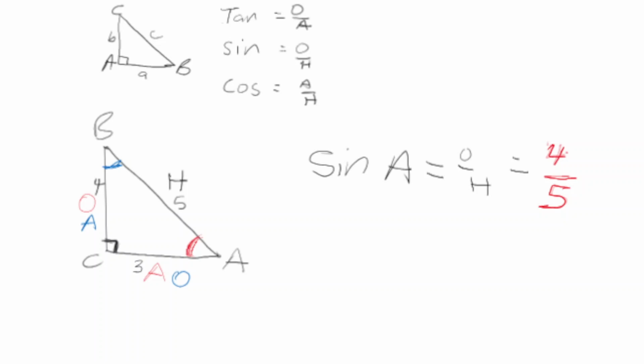So if I want to find sine B, it is the same thing. Sine is opposite over hypotenuse. But if you come to your triangle, because we are talking of angle B, our opposite is going to be 3. And then our hypotenuse stays the same, which is 5.